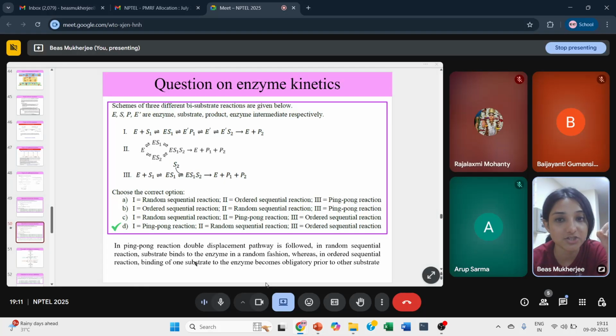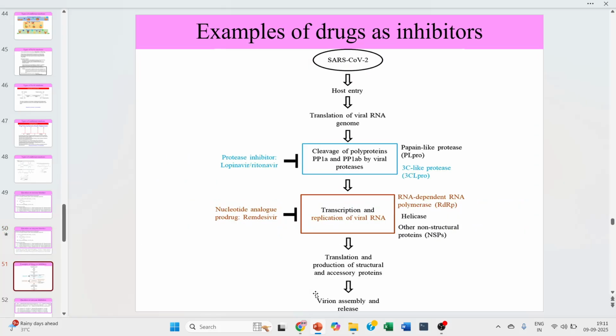In ping pong reaction, double displacement pathway is followed. In random sequential reaction, the substrate binds to the enzyme in a random fashion, whereas in ordered sequential reaction, the binding of one substrate to the enzyme becomes obligatorily prior to the other substrate. Right? So you people have understood this. I am glad. Okay, we move on to the next topic.